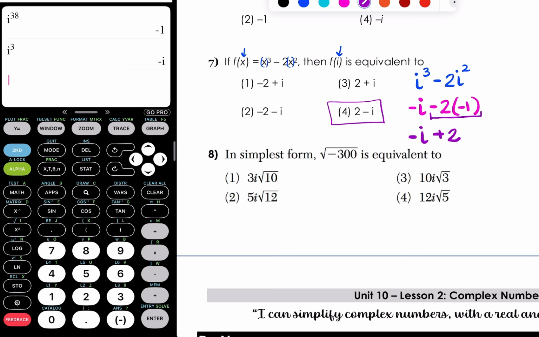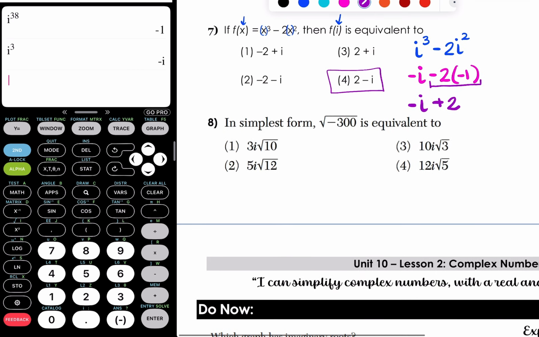Okay, now I want you to try number 8. I'm going to start you off. Remember that if there is a negative square root, we're going to take out a negative 1 as a square root, which is automatically going to give us an i in our answer. And then we're going to make our radicands positive. So this becomes a square root of positive 300. That is not a perfect square, so you do need to simplify that as normal. Okay, so please do that. Simplify this radical and see which value you end up with. Is it 1, 2, 3, or 4?